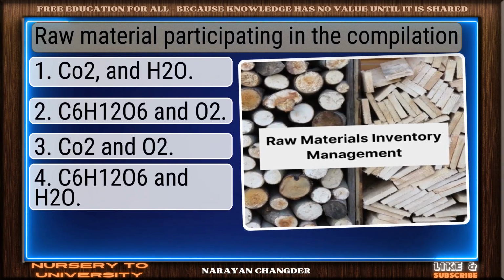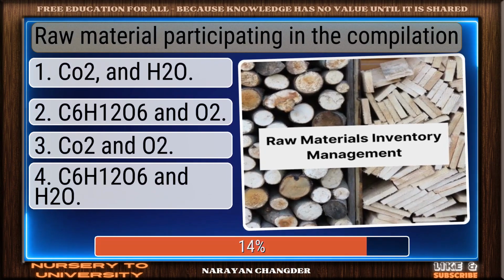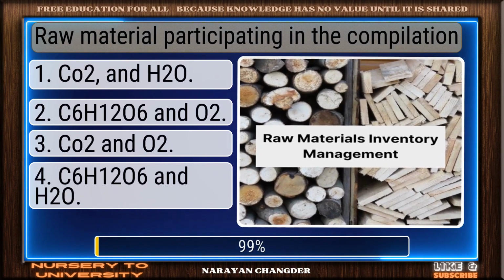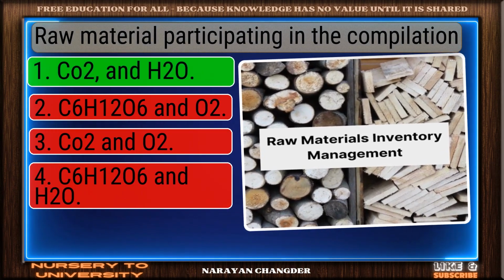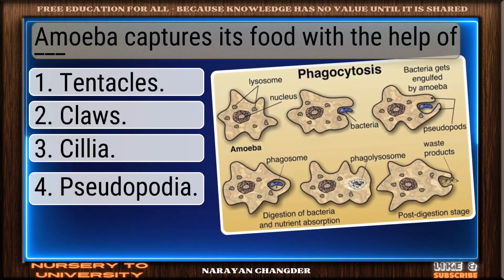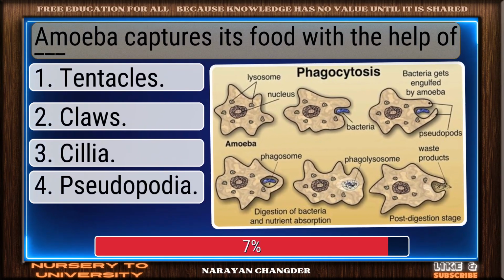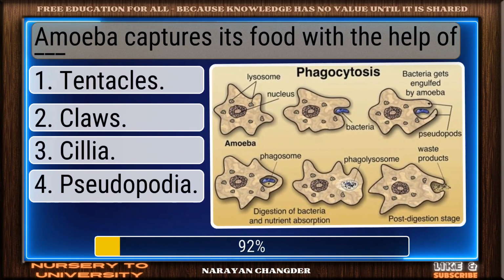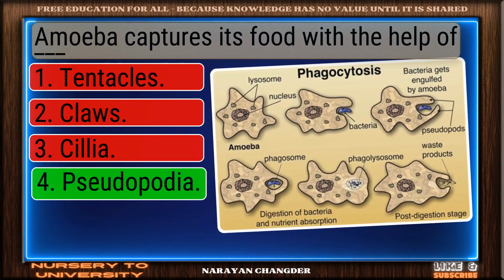Raw material participating in the compilation. Great thinking. Kutu and toe is right. Amoeba captures its food with the help of dash. Well picked. Pseudopodia is correct.